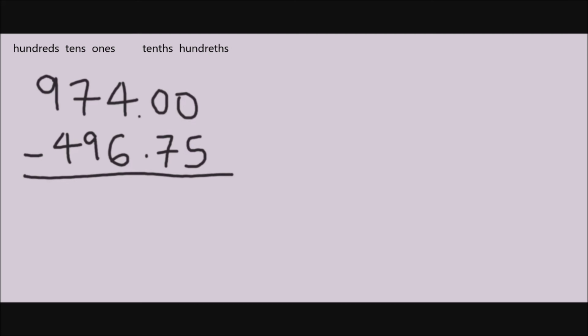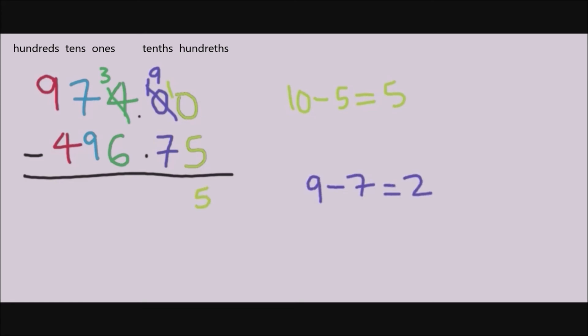0 is a smaller number than 5, so we have to borrow from the closest non-zero number, which is 4. So we borrow 1, leaving 3. Then we add that to the first 0. Then we borrow again, leaving 9. And we add that to our second 0. And now we can subtract our decimals. 10 minus 5 gives 5. And 9 minus 7 gives 2. And we place our decimal point here.